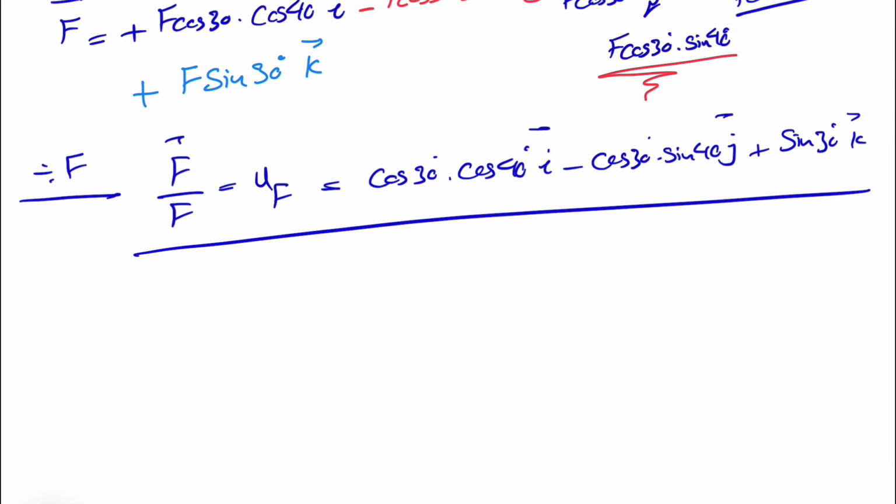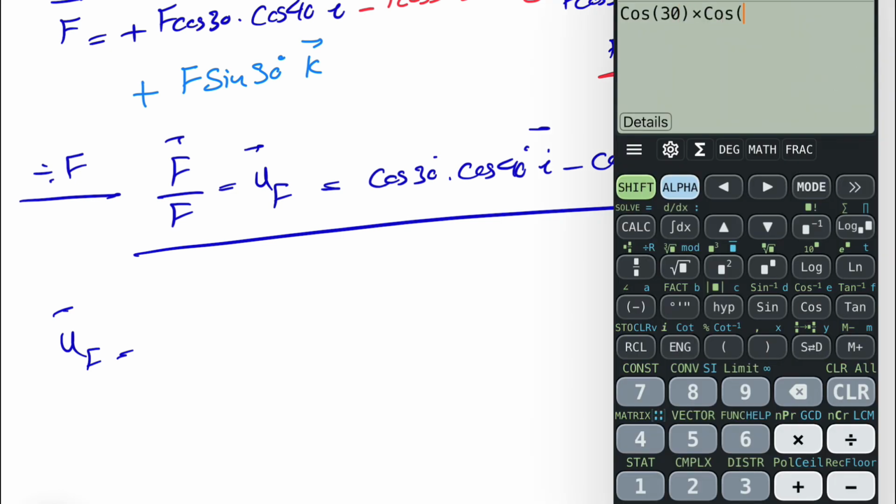So let's just calculate everything. The unit vector here would be cosine of 30 times cosine of 40, which is going to be 0.663 i. We have cosine of 30 times sine of 40, which is going to be minus 0.557 j, and we have sine of 30, which is 0.5 k.